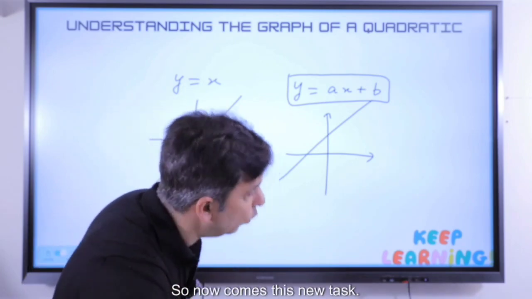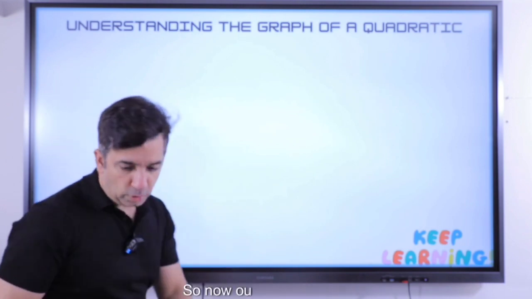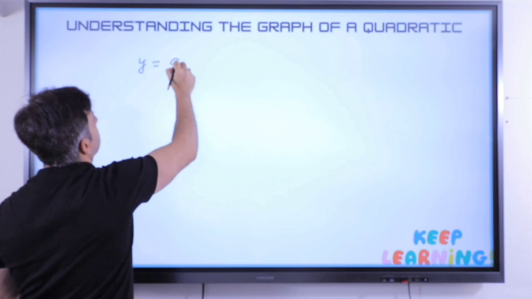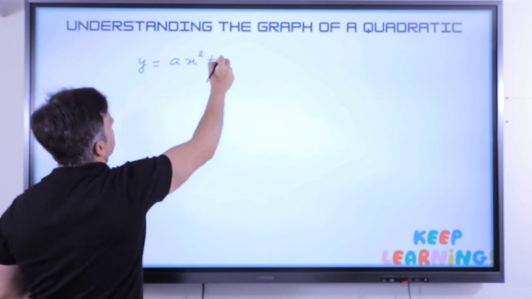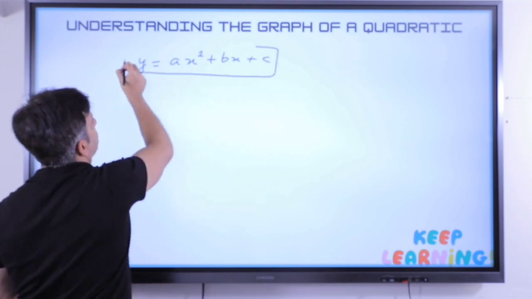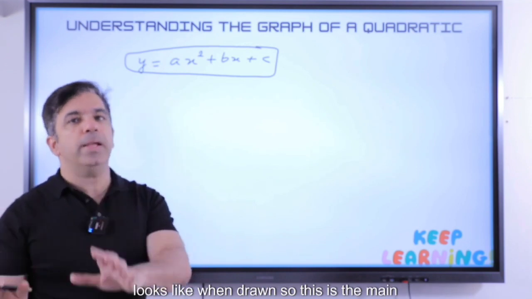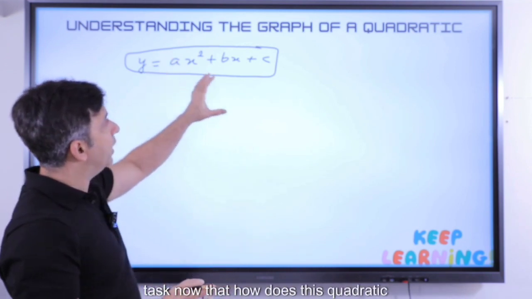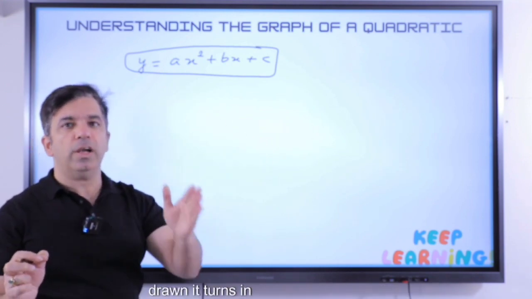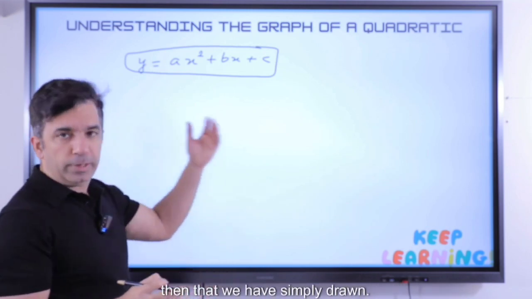So now comes this new task and this new word. Now our ultimate goal is to discuss how this quadratic expression looks like when drawn. This is the main task now. We know that the linear expression, when drawn, turns into a straight line, which was a known figure to us, and then we simply drew it.